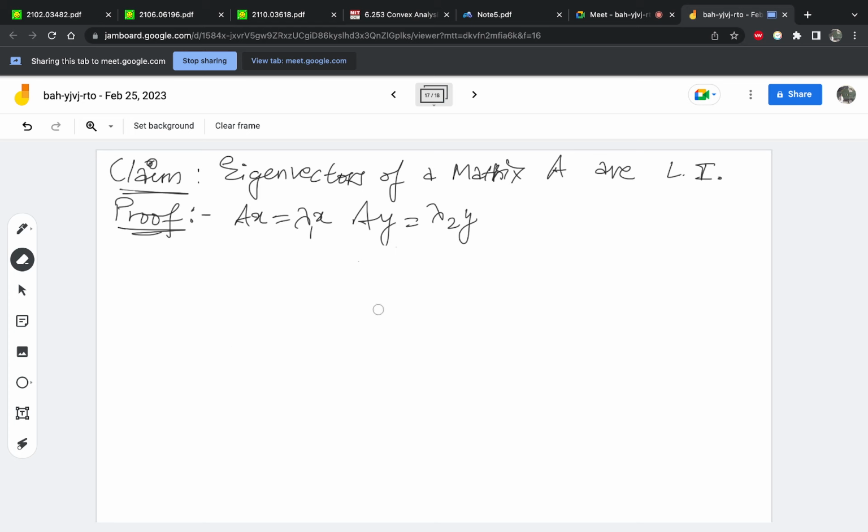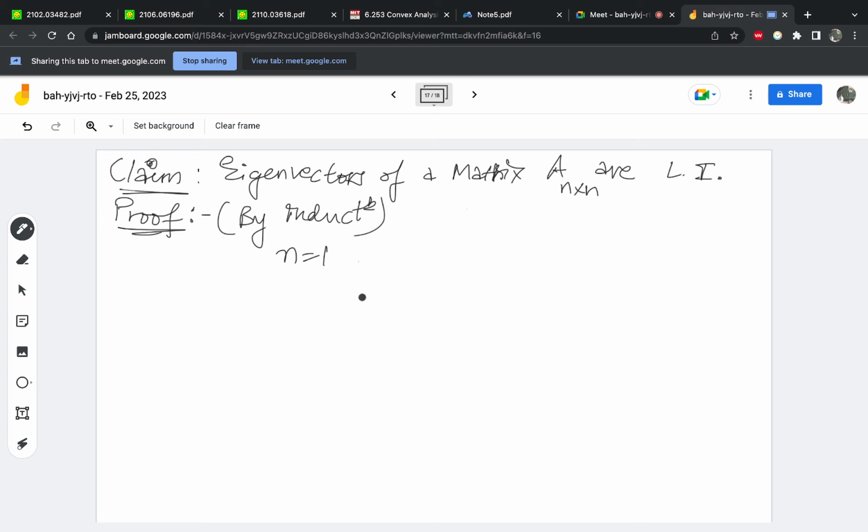Since we are a bit short on time, let's just see what the steps of the proof are, and let me know if you have any questions. So we'll go by induction. We'll take n equals 0. Note that I said eigenvectors of a matrix, so I'm assuming it's a square matrix. Let's say it's an n cross n matrix. So let's take n equals 1. It's a non-zero matrix, so that means it's trivially true.